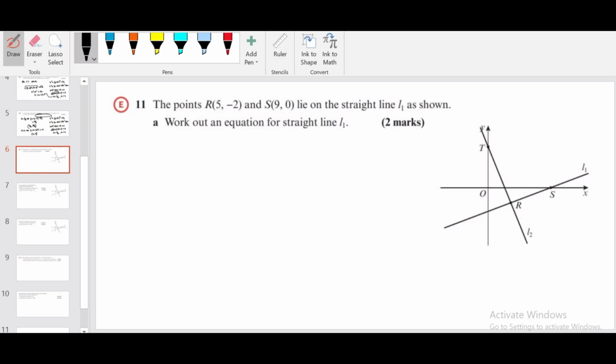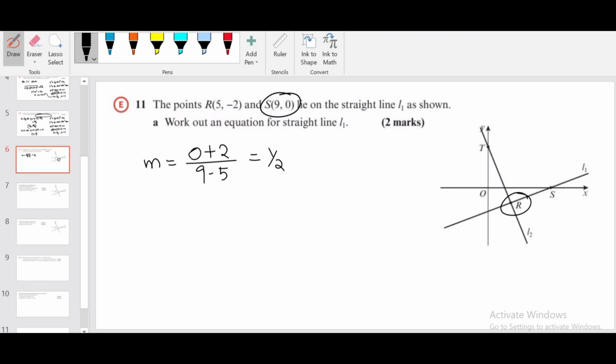Point R of 5 comma minus 2, and S of 9 comma 0 lie on a straight line L1. Write out an equation for straight line L1. So this is part A of the question. Just a normal method. Find the slope first: y2 minus y1, 0 minus of minus 2, divided by x2 minus x1. 2 over 4 is 1 over 2. You use any one of the points.